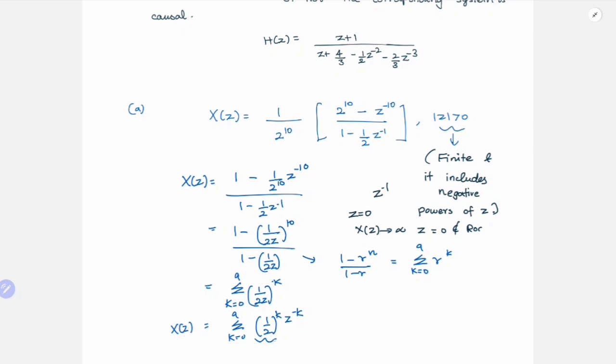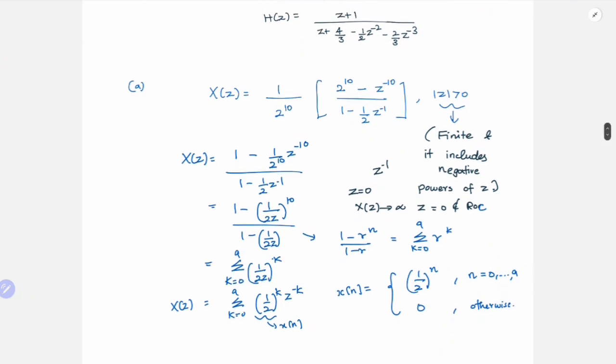So now if you see, this looks like your x of n, right? And you have negative powers of z. That's why 0 is not part of your ROC. So your x of n is nothing but 1 by 2 power n for n equal to 0 to 9 and 0 otherwise. Okay. So this is your first part.